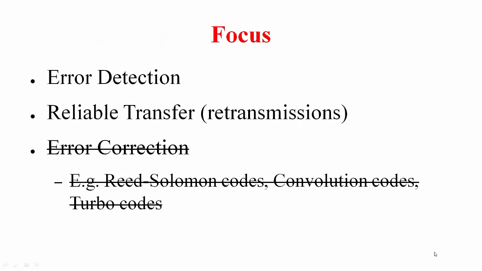So as part of this course, we will focus on error detection algorithms. Some of these codes I'm going to cover shortly. And we will also focus on error recovery through retransmissions in the form of reliable transfer. We are not going to focus on error correction. There are many such codes, Reed-Solomon, convolution codes, turbo codes, because these are typically used in wireless, which is again not the focus of this course.